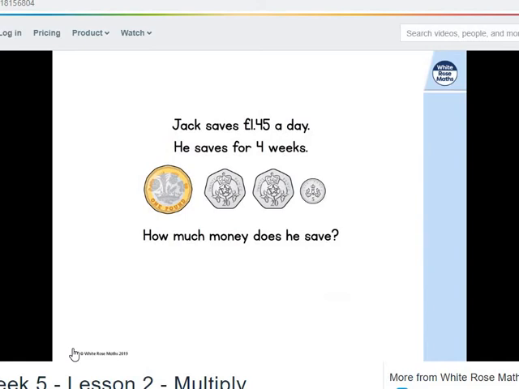Okay, similar problem then. This time, Jack saves £1.45 a day, a very odd amount of money. And he saves this for 4 weeks this time. How much money does he save after the 4 weeks? Pause the video, have a go at calculating it yourself first.